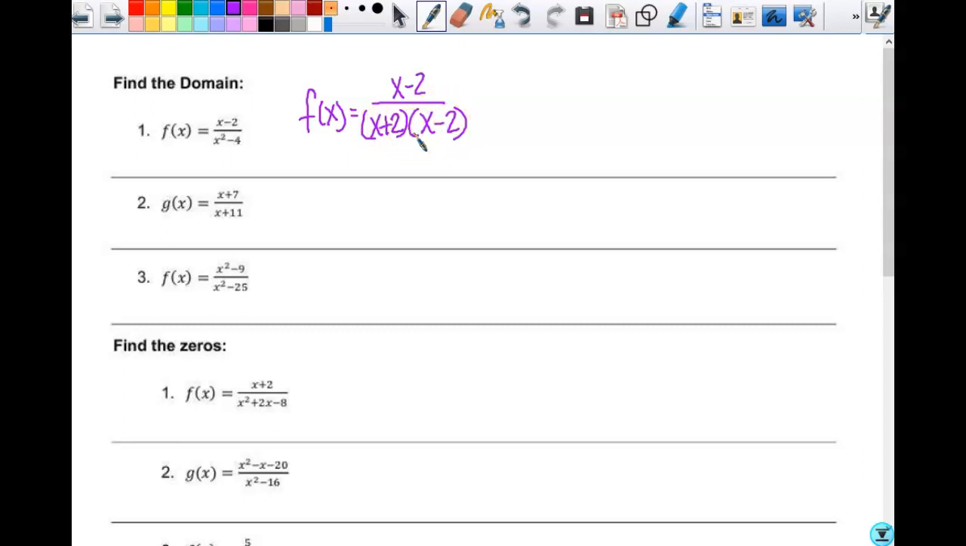So I could write this as interval notation, but I can also use set notation, and that makes it a little bit easier to write. So if I write it in set notation, it would look like this. The domain is the set of all x's such that x cannot equal negative 2 and x cannot equal 2.